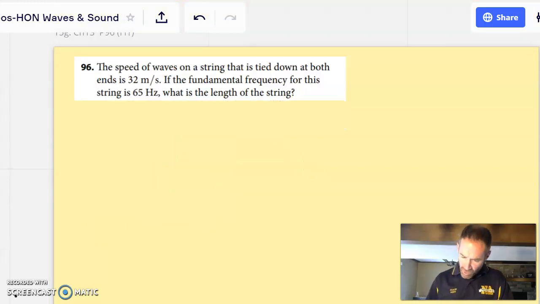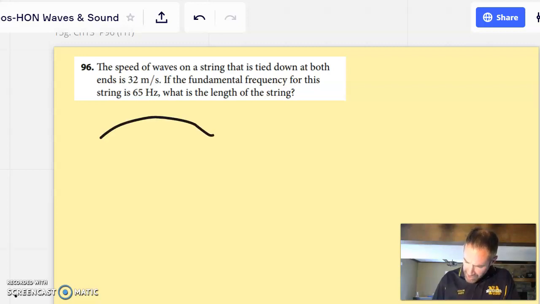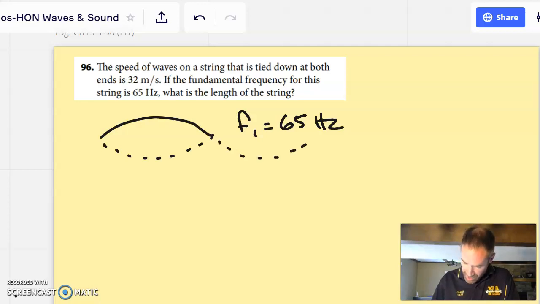In 96, the speed of waves on a string that's tied down at both ends is 32 meters a second. Fundamental frequency for this string is 65 hertz. So 65 hertz is producing this fundamental wavelength pattern. It says, what's the length of the string? Well, I can very easily figure out the fundamental wavelength, and then the string is going to be half of that, because if I wanted to show you the fundamental wavelength, it would be all of that distance right there.